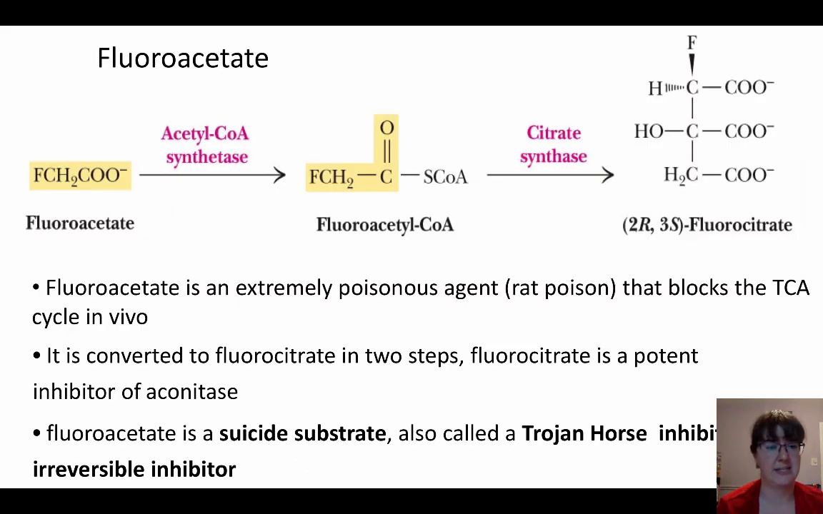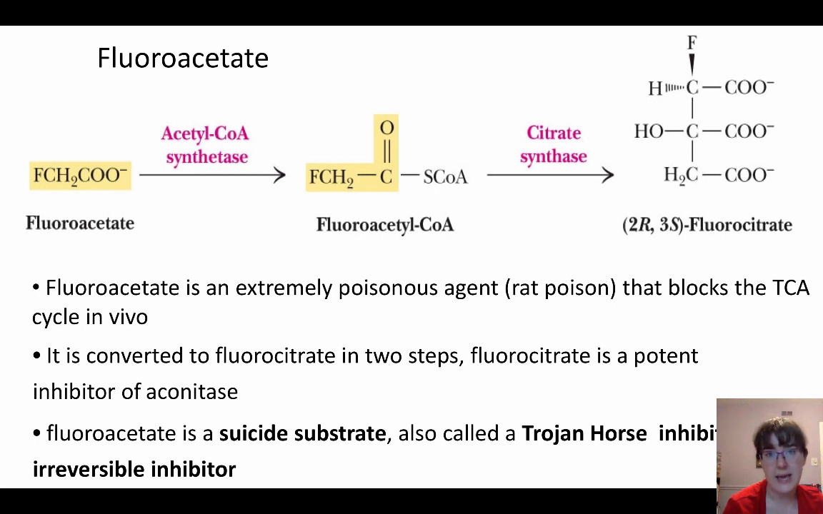Still on aconitase, fluoroacetate is actually an extremely poisonous agent. It's a rat poison and it blocks the TCA cycle. But it's interesting because it actually gets in kind of early and can be accepted to acetyl-CoA, and then citrate synthase works on it just fine. So it's a poison, but it doesn't actually act immediately. Once it's converted to fluorocitrate, it's a potent inhibitor of aconitase.